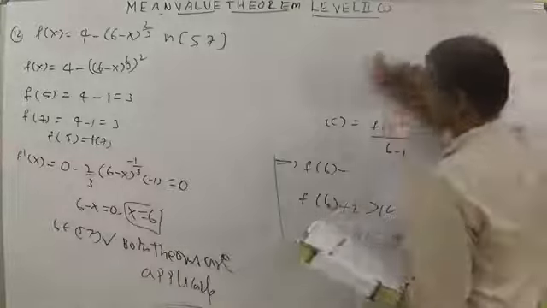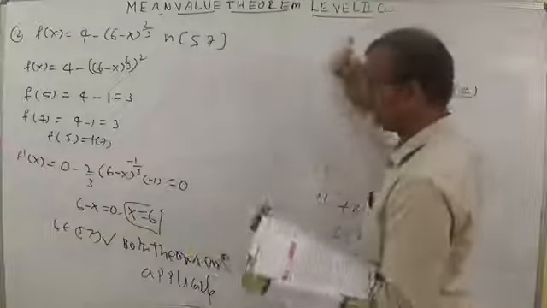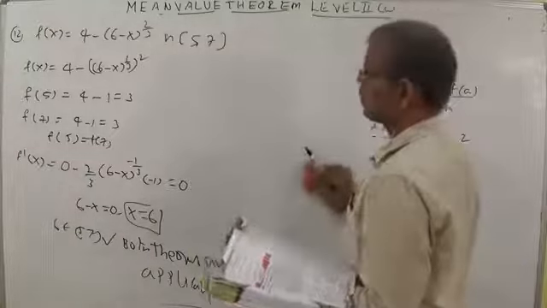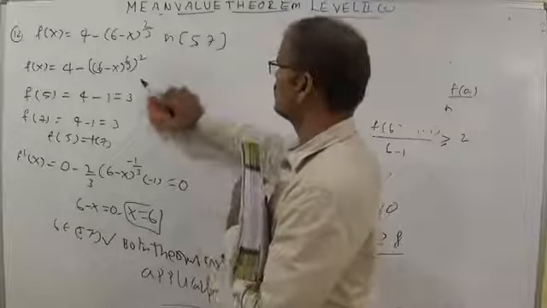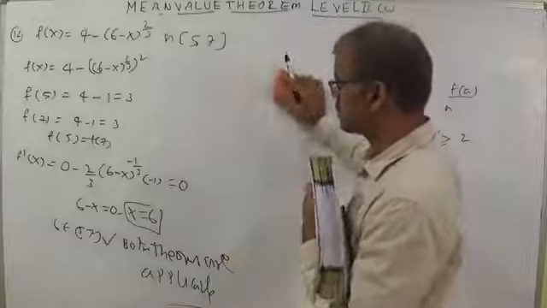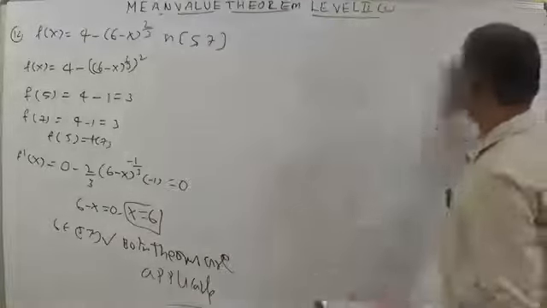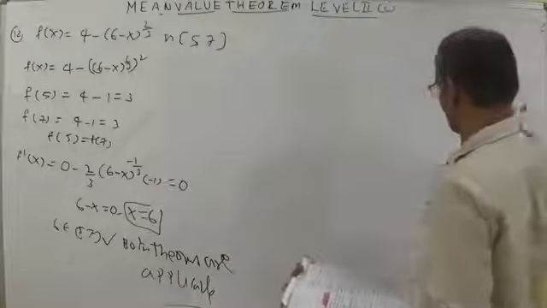Next let us discuss the 13th question. There is no modulus here, students. (6 minus x) whole power 2 by 3. The derivative exists, no doubt, it is applicable. Both theorems are applicable there.